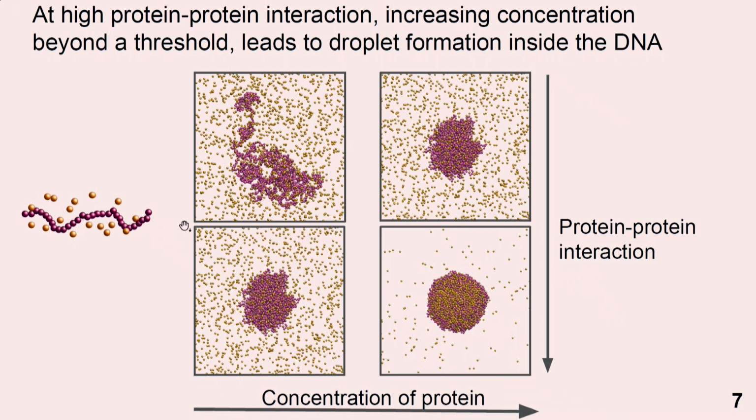In this direction I'm increasing protein-protein interaction, and in this direction I'm increasing concentration. With low protein-protein interaction and low concentration, the chromosome is open. If you increase concentration, it bridges different monomers together. With high protein-protein interaction and low concentration, it's collapsed, but the proteins are sort of everywhere. But if you increase the concentration, they are localized within this DNA. So they form some kind of droplet-like structure here, which effectively reduces the contacts between the monomers.